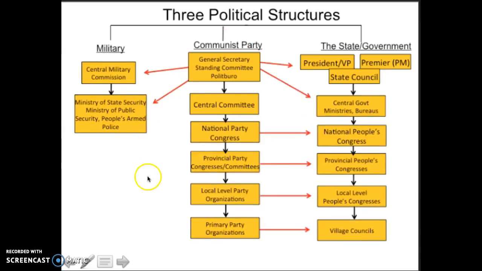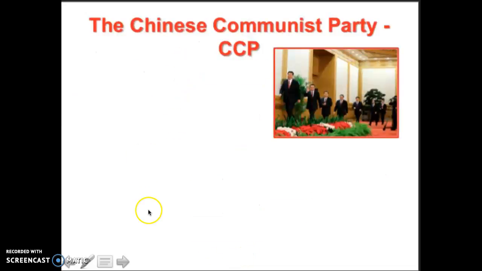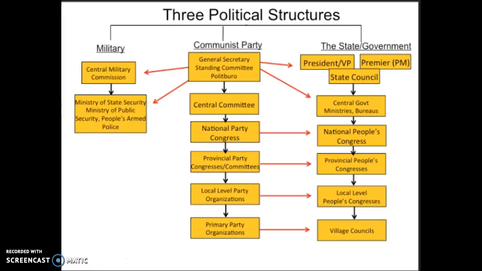So here are your hierarchical organizations, your three political structures that are separate but interconnected, with the Communist Party being central. Okay, so you have the general secretary. The general secretary is also the head of the military and also the president. They are picked by the standing committee and the leaders of the Communist Party.